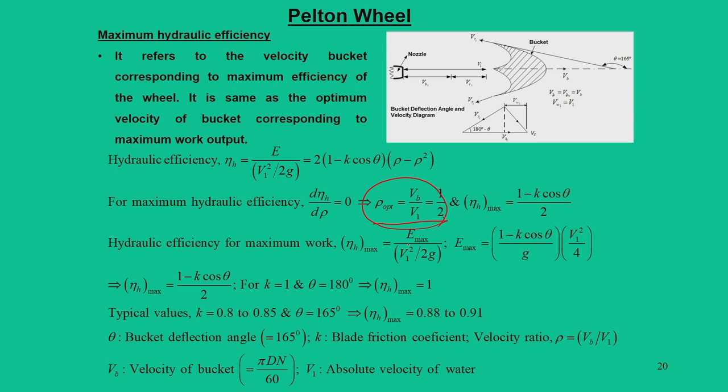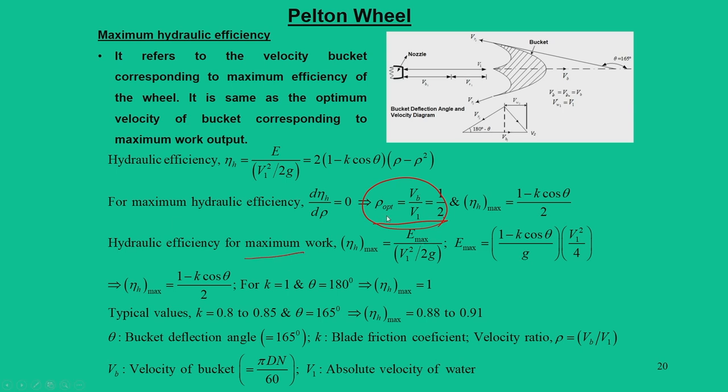So, this gives an indication that the maximum bucket velocity is always half of the velocity at which the jet strikes the bucket. This is a very fundamental expression for a Pelton wheel. Once you know the jet velocity, we can easily find the bucket velocity, and with these design conditions, the Pelton wheel is always allowed to operate.